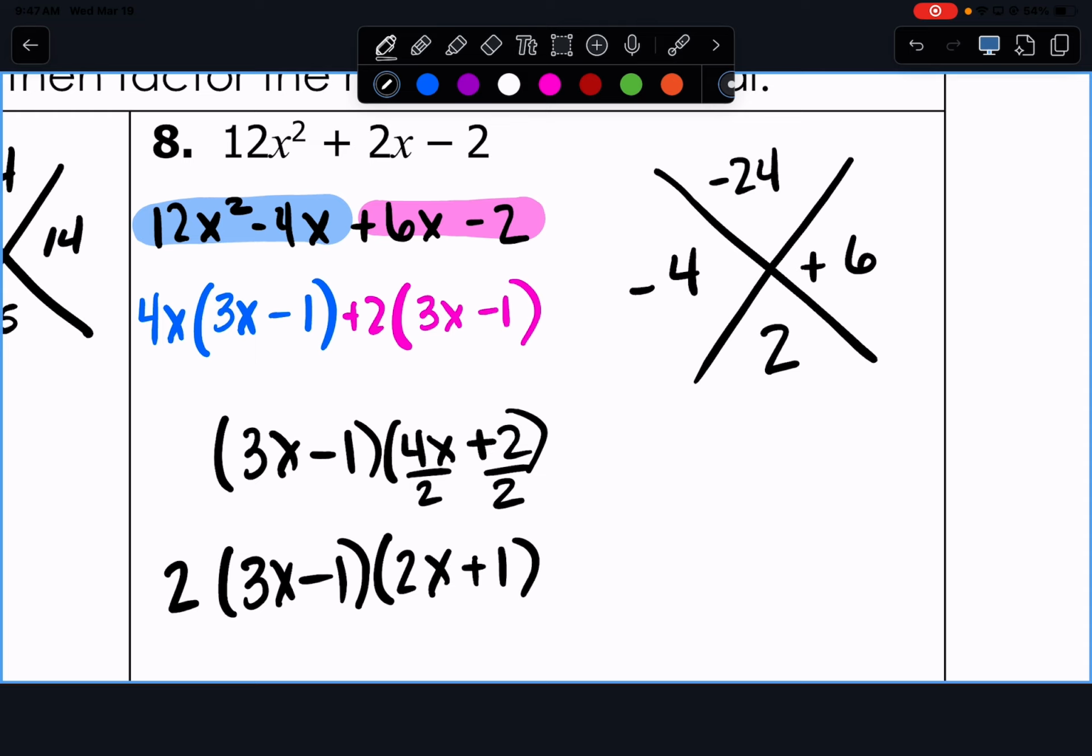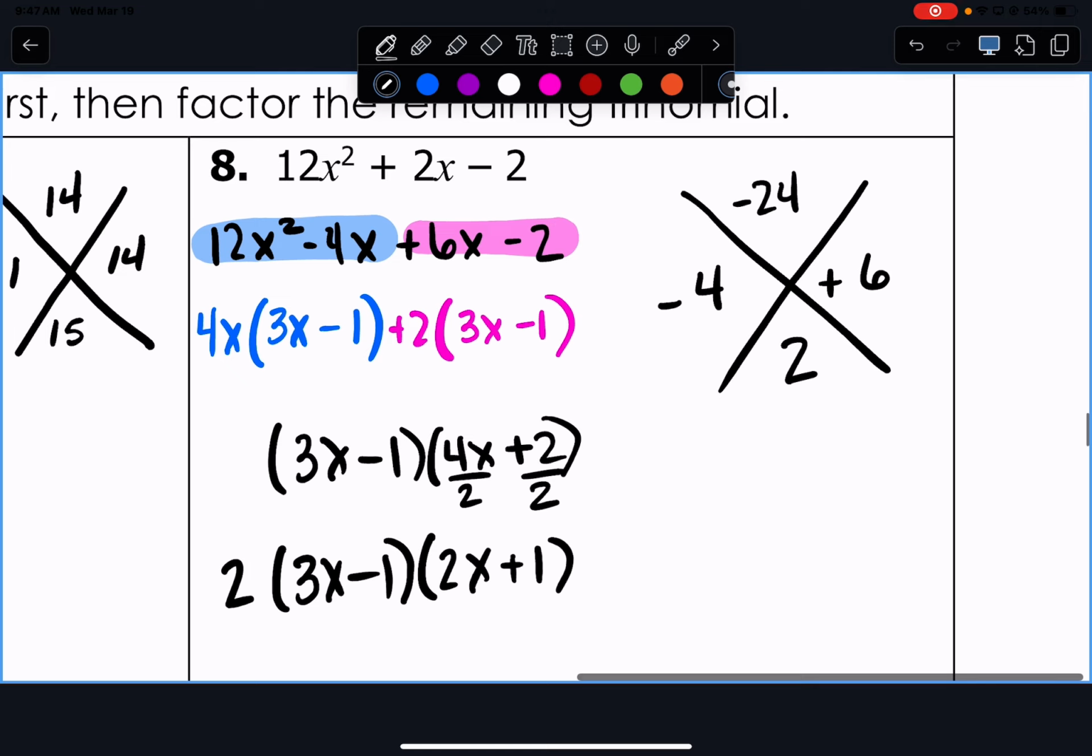Personally, I like taking GCFs out first just because it gives you smaller numbers to deal with. But doing it the second way, nothing wrong with that either. The second way looks harder. It feels harder just because your numbers are bigger, and then you have to remember to do it at the end. I always look at it and check for GCFs immediately.